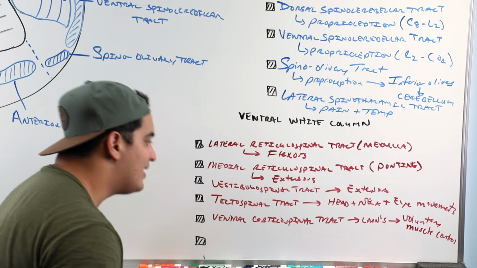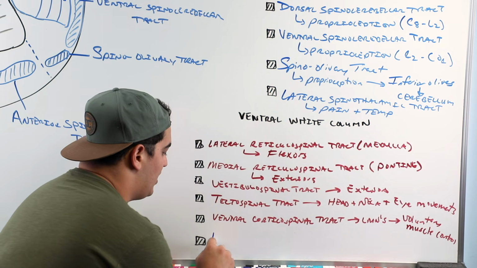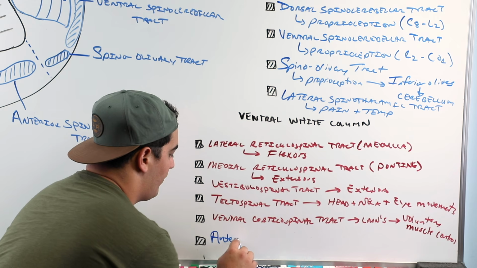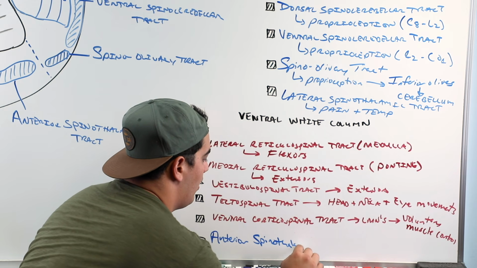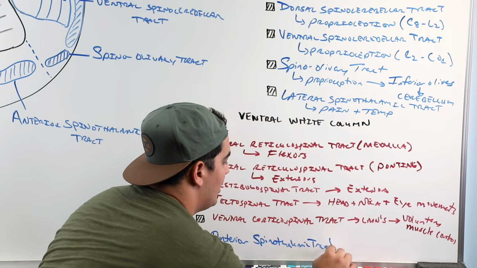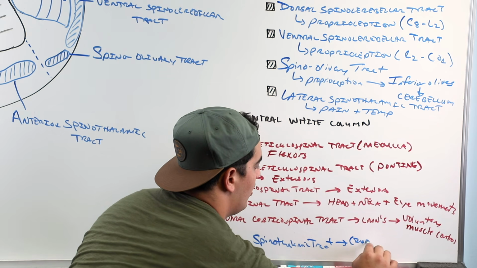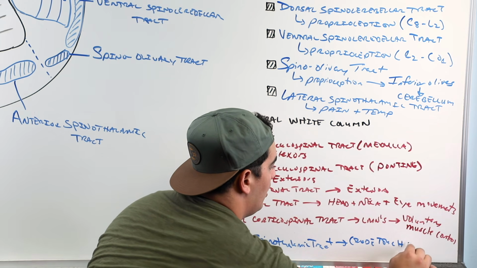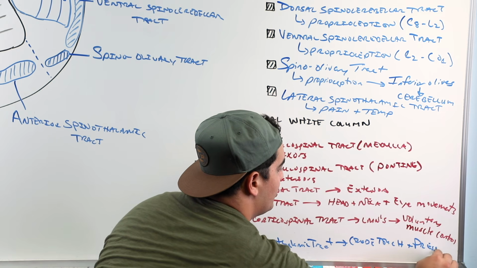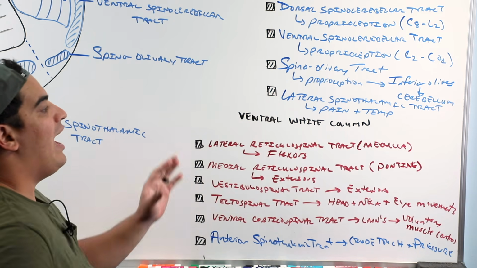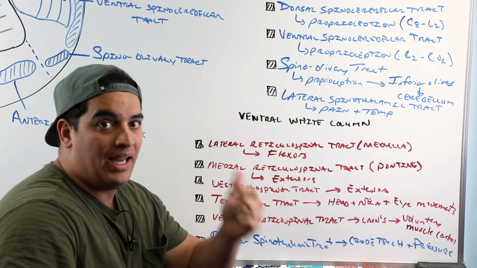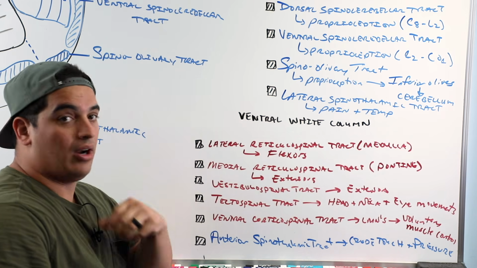There was one sensory tract in this one. It was the anterior spinothalamic tract. And this one carried crude touch and pressure sensations. Boom. We hit all of them. So now we know the basic anatomy and the basic function of the white matter of the spinal cord.